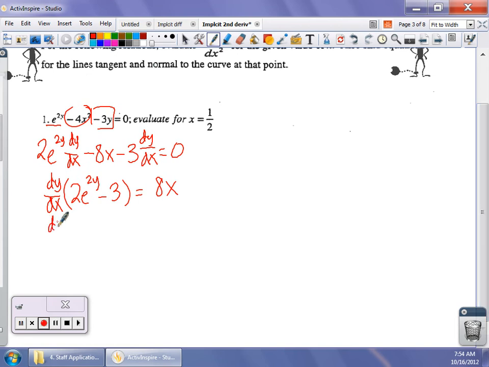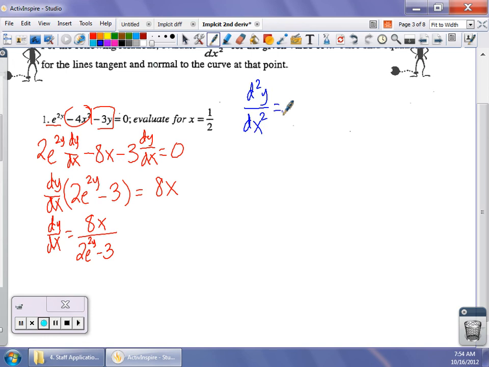To get dy/dx by itself, I will have 8x over 2e^(2y) minus 3. So that's my first derivative. Now I'm going to go and find the second derivative. So the second derivative, d squared y over dx squared.